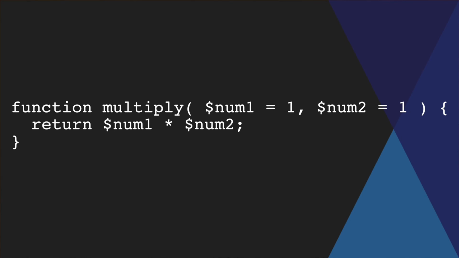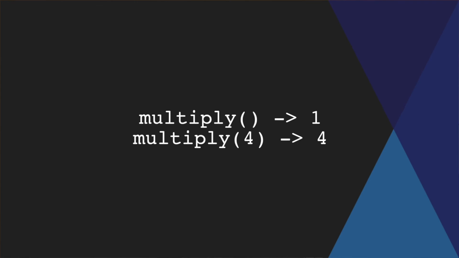You can also set default values for the parameters by placing an equal sign and then a value next to the parameter inside the parentheses. Then we don't necessarily have to set a value for the parameter when we call the function. So calling our multiply function with no parameters multiplies 1 and 1. Or if we call it with 1 parameter, 4, it multiplies 1 and 4. Pretty cool, eh?